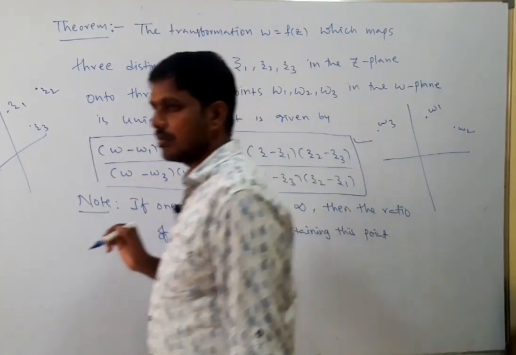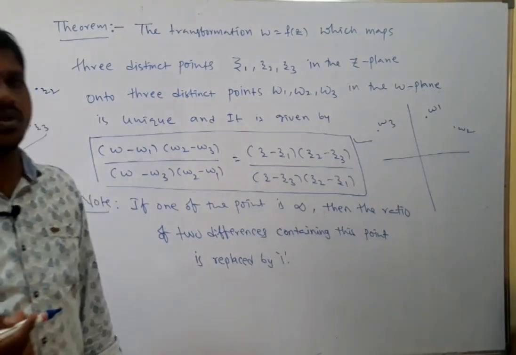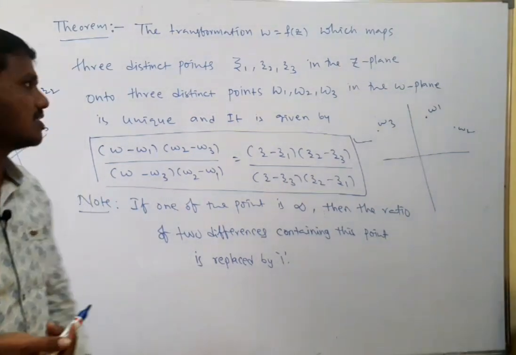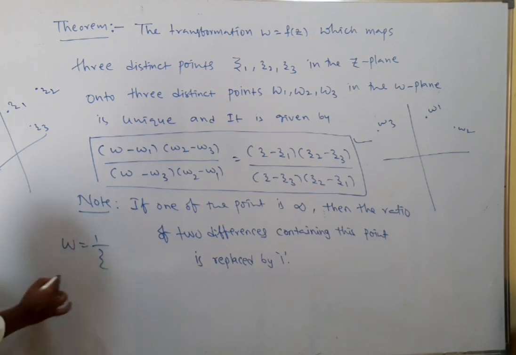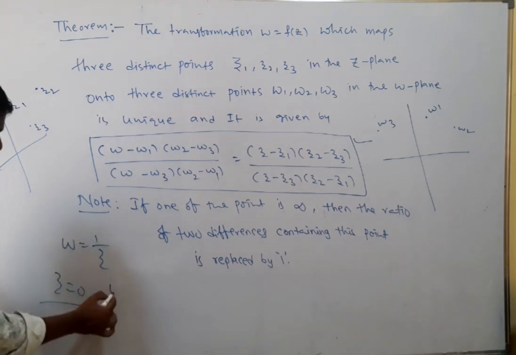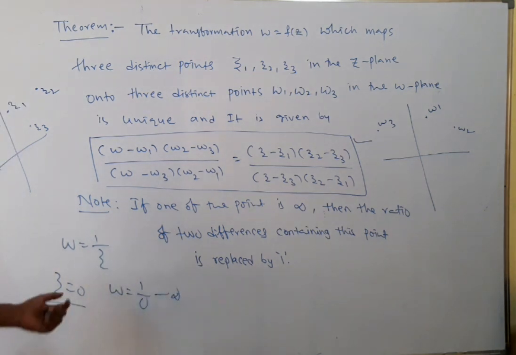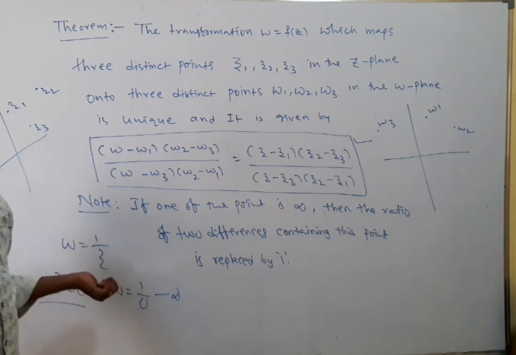Here, we are going to remember one note. If one of the points is infinity, there is a possibility one point is associated to infinity. If I take w is equal to 1 by z, for example, and z is equal to 0 in the z plane, then from this transformation w is equal to 1 by 0, which tends to infinity. That means 0 is associated to what? What is the image of 0? It is infinity. There is a possibility like this, right?